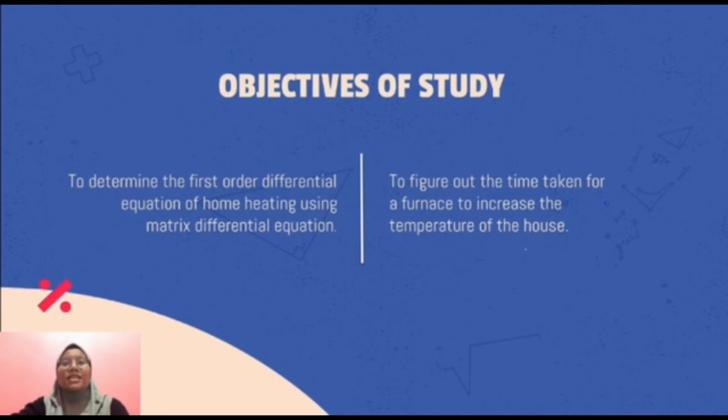Next, the objectives of the study that we need to achieve are, first, to determine the first order differential equation of home heating using matrix differential equation. The second is to figure out the time taken for a furnace to increase the temperature of the house.